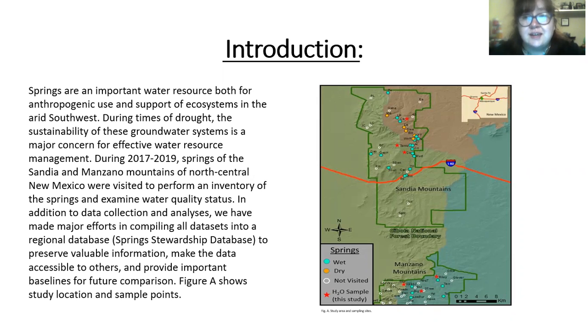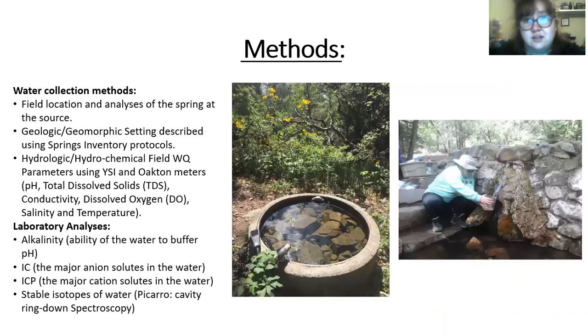After we receive the data back from these analyses of both the chemistry of the water and the chemistry of the rocks, we then compile all of our data sets into a regional database, which is called the Spring Stewardship Database, to preserve valuable information, make the data accessible to others, and provide important baselines for future comparison. In the figure shown on the right, we see how many springs have been visited during this project.